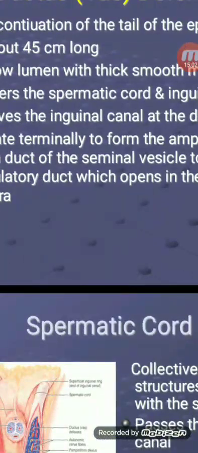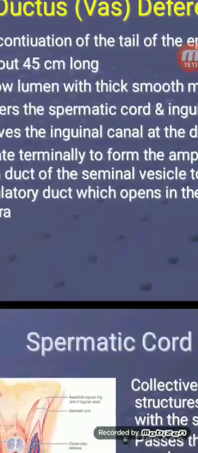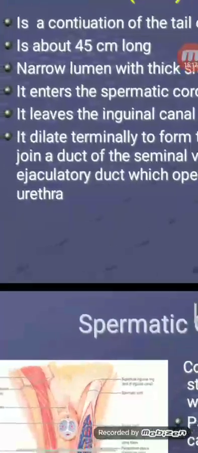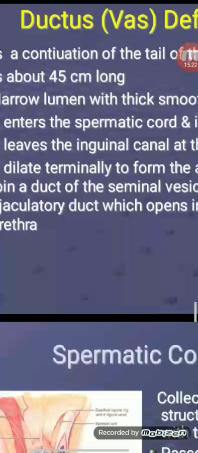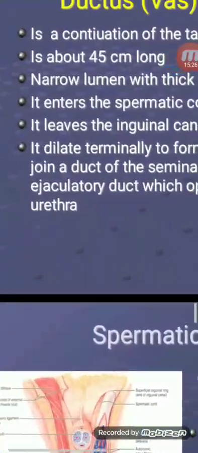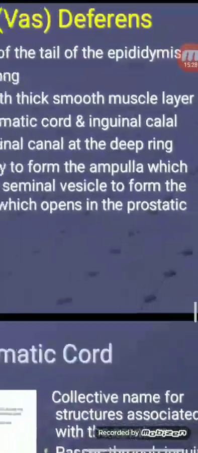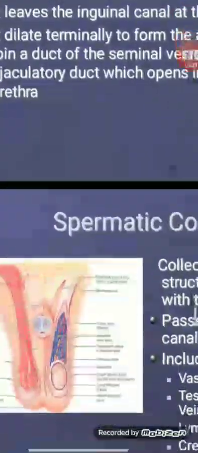What is the deep inguinal ring? It is an aperture, an opening in the transversalis fascia. As we remember in the GIT, the deep inguinal ring is an aperture, or a foramen, in the fascia transversalis. The ductus deferens is dilated terminally to form the ampulla, which joins the duct of the seminal vesicle to form the ejaculatory duct, which opens in the prostatic urethra.